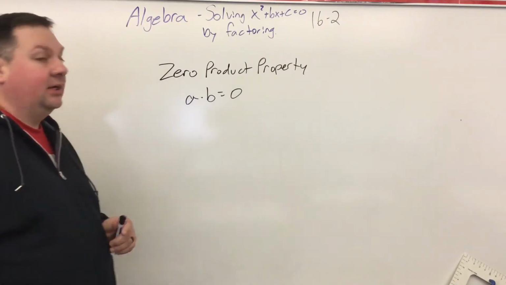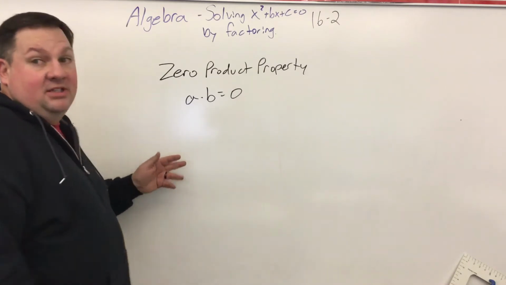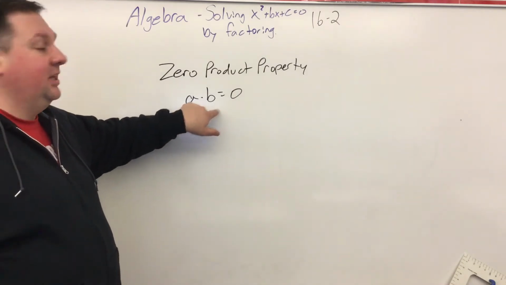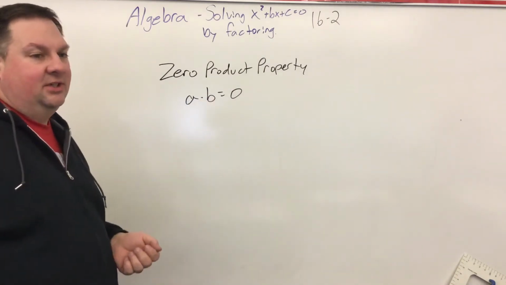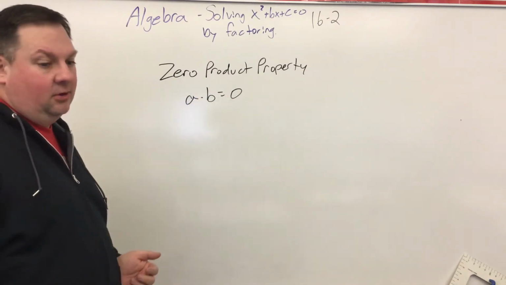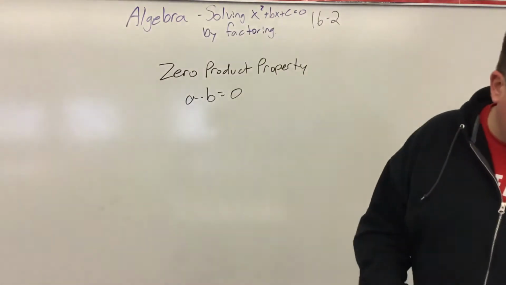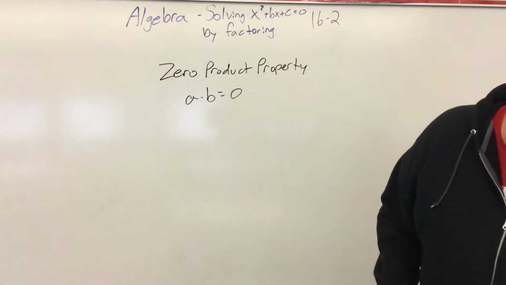We're going to talk about 16.2, solving quadratic equations, x squared plus bx plus c equals 0, by factoring. First thing we have to talk about is the zero product property. That means if you multiply two numbers together and it equals 0, one of them must be 0. So either your a has to be 0 or your b has to be 0. That's going to come into play when we start actually applying the zero product property.